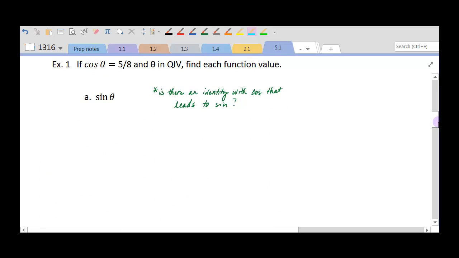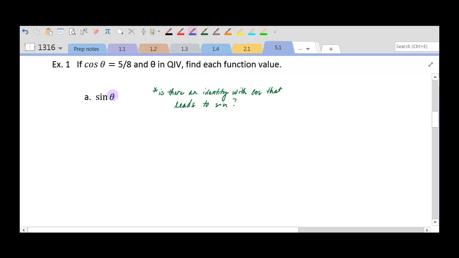Okay, now let's try to use these identities in an example. In this first example, I want to find each of the function values that you'll see throughout this example, and I want to be able to find those function values using only the identities that we've been discussing. So if cosine theta is equal to 5/8 and I know that theta is in quadrant 4, I want to know what is sine theta.